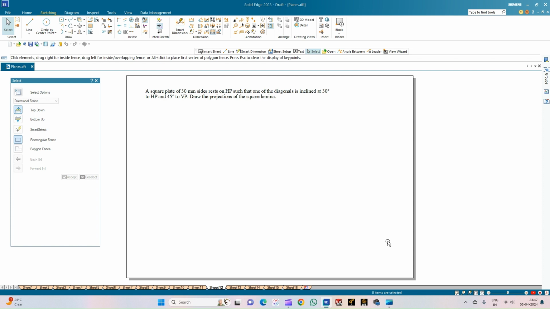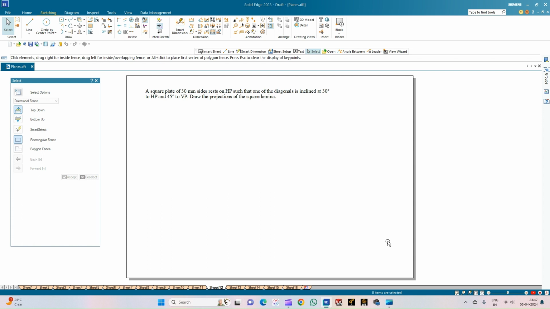So looking at the problem statement, we can conclude that it is a square plate of 30 mm side. The polygon given to us here is a square measuring 30 mm, and it is resting on HP such that one of the diagonals is inclined at 30 degrees to the HP and also 45 degrees to the VP. We need to draw the projections of the square lamina.